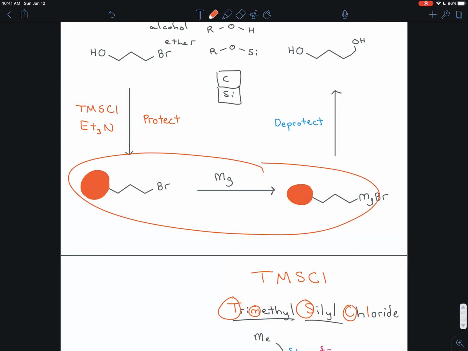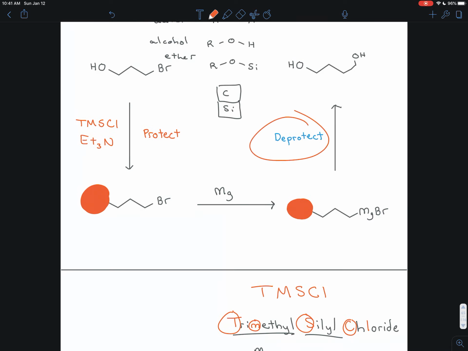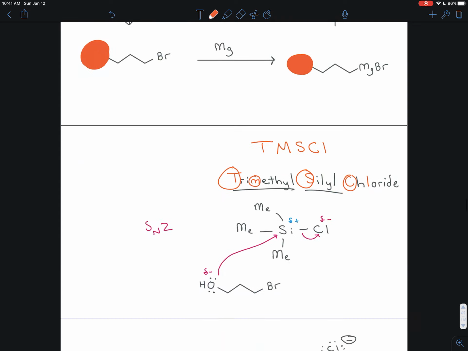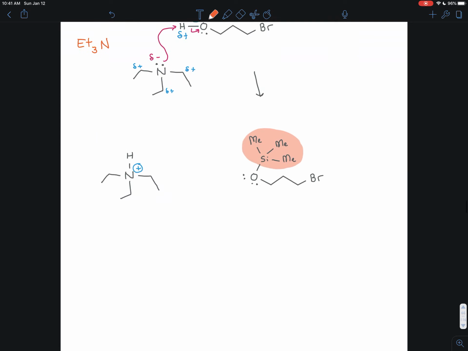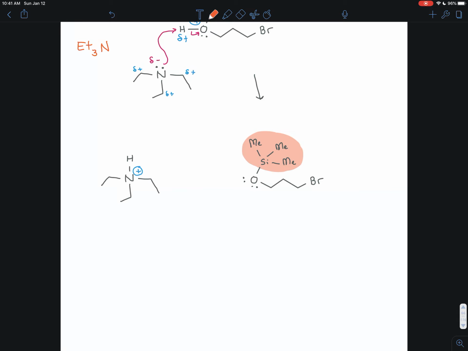Then we can do the Grignard reaction. We can make the Grignard reagent, do the Grignard reaction, and then we want to deprotect this. We want to take that trimethylsilyl group off. Now, the most common way to do that is to use this as a sort of leaving group, and to give something else for this silicon to attach to.